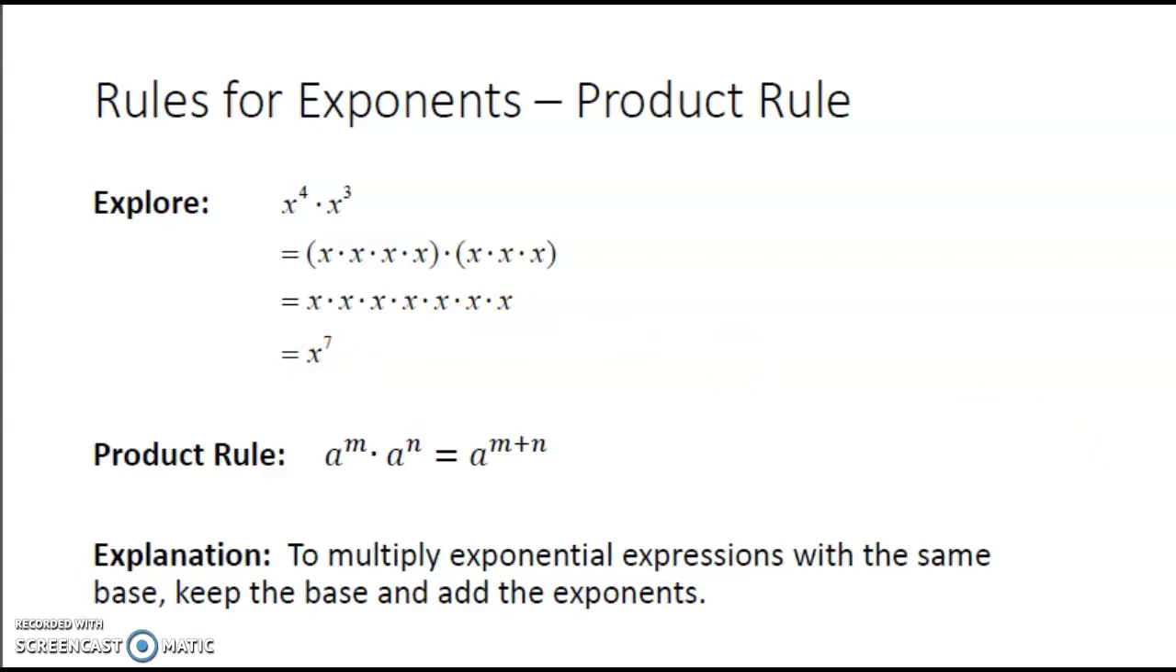If we wanted to use a little shortcut, instead of expanding, we would see that the exponents just get added together, because the exponents tell us how many times to write that base, and we're just adding together that number of times for each expression. In general, the product rule tells us that if we are multiplying a to the m times a to the n, that is the same as writing a to the m plus n power. If you are multiplying exponential expressions with the same base, you keep that base and then add the exponents together.